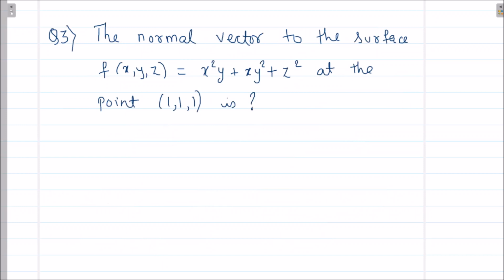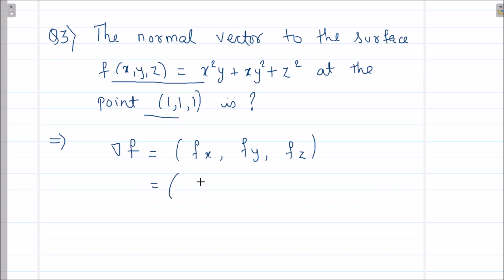Now let us go for the third example. Now in this third question, we want to find the normal vector to this surface. So this is the surface given to you and the point is given to you. So what is a normal vector? We know that the normal vector is nothing but the gradient vector. So here simply you need to find the gradient vector, which is nothing but f with respect to x, f with respect to y, and f with respect to z.